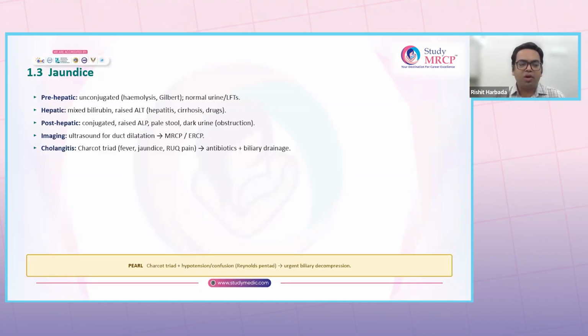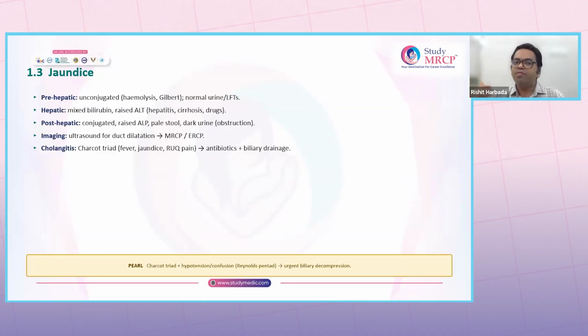First is prehepatic jaundice. Prehepatic jaundice means that it is happening before the bilirubin enters the liver, and it is mostly associated with an increase in the unconjugated fraction of the bilirubin. So urine will be normal, the LDH will be increased, the plasma will show the presence of schistocytes because of hemolysis, the haptoglobin will be low, and the urine will be normal.